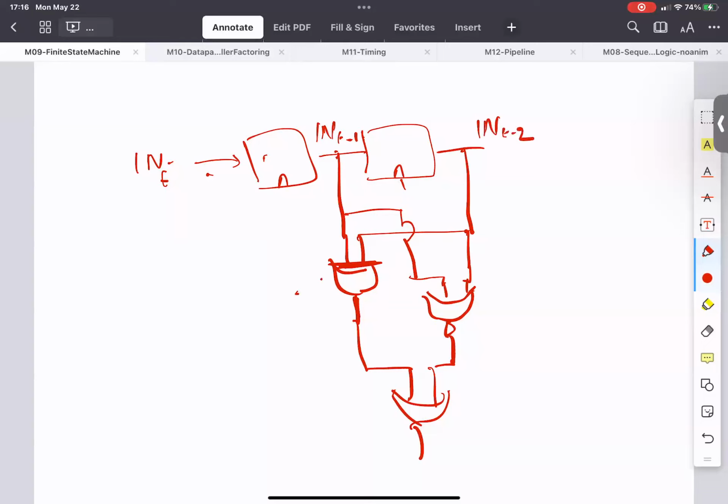This AND gate is basically detecting the pattern 1, 1. And this NOR gate is detecting the pattern 0, 0. And then this OR gate is saying that if either one of them is true, then my output Z equals 1.